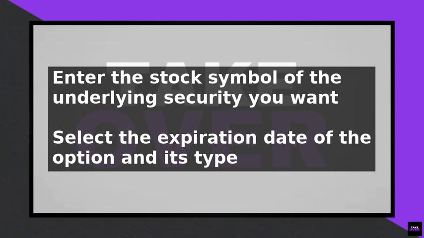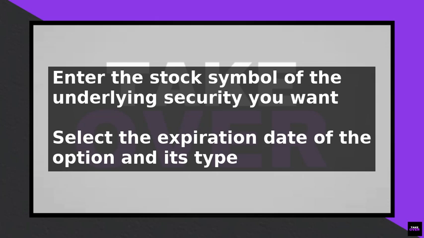Now, choose the strike price of the option. The strike price is the price at which you can buy or sell the underlying security. For example, if you buy a call option with a strike price of 100, you have the right to buy the stock at 100, regardless of the current market price.